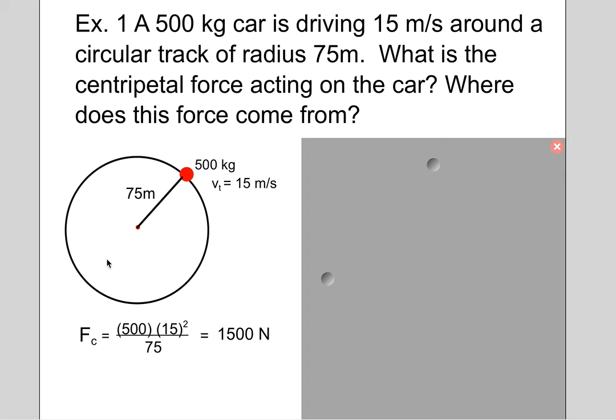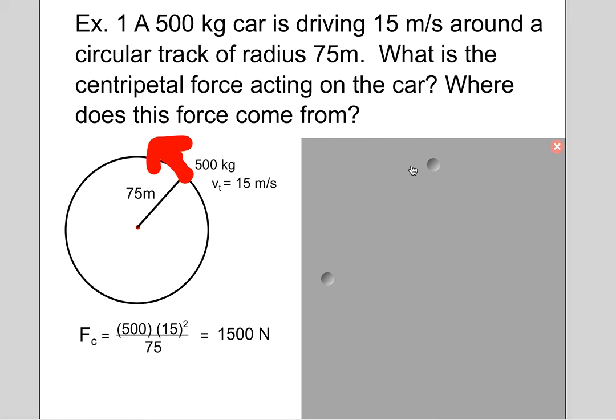So from our formula, we know that we can calculate the centripetal force: 1,500 newtons, right? m, mass, v squared over r, tells us how many newtons of centripetal force are necessary to make this 500 kilogram car move in a circle at that speed. If that centripetal force is not provided, this car will not do that. It simply won't do it. Remember, it always wants to go off anyway in a straight line. It'll fly off in a straight line path instead.